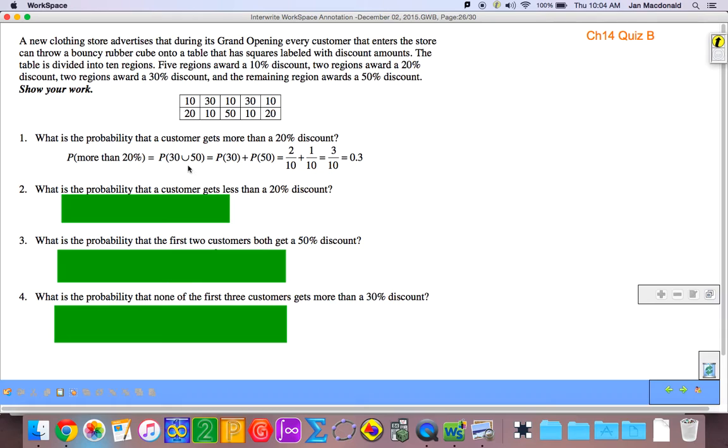And again, we know the OR is represented by the union symbol. And when the events are mutually exclusive, we can just add the individual probabilities.